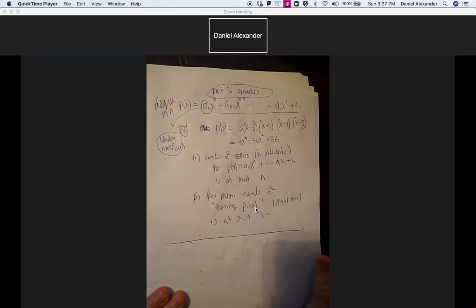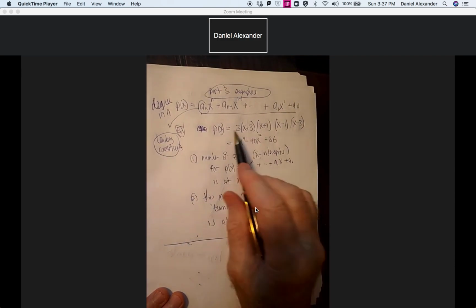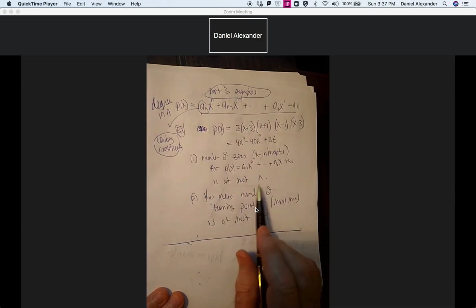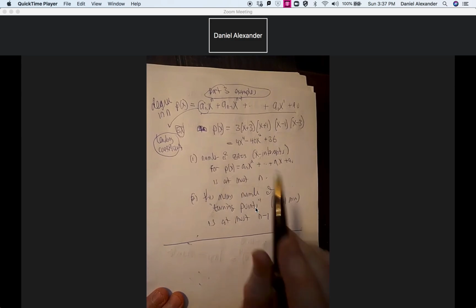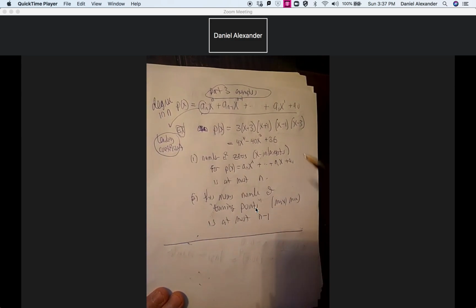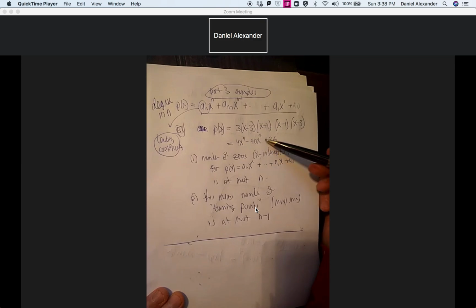Now, what I want to talk about today through this example is that the number of zeros for this is at most n. And remember, it's really hard to find the zeros of a function unless we get lucky. Like here, we're lucky because somebody gave it to us. We could factor this, and I can go through that.